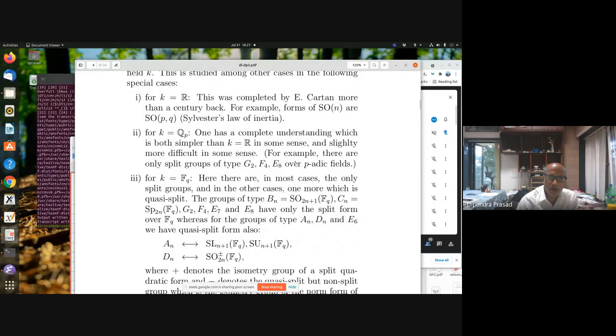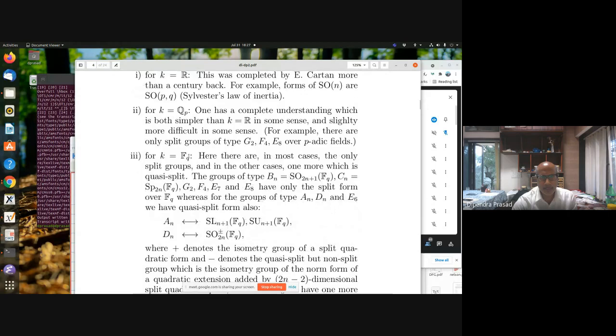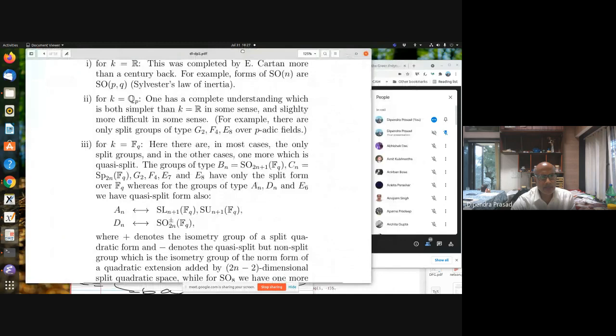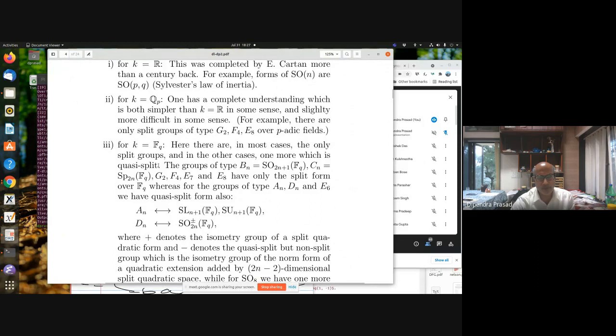On the other hand, the finite fields are almost as good as algebraically closed fields. Here, in most cases, there are only split groups, and in the other cases, one more, which is quasi-split. I'm not sure whether you have studied the difference between split and quasi-split groups, but quasi-split groups are also, so to say, as simple-minded as split groups. For example, groups of type Bn, Cn, G2, F4, E7, E8 have only the split form over a finite field, whereas groups of type An, Dn, E6, the groups for which the Dynkin diagram has an outer automorphism, are the groups with outer automorphism.